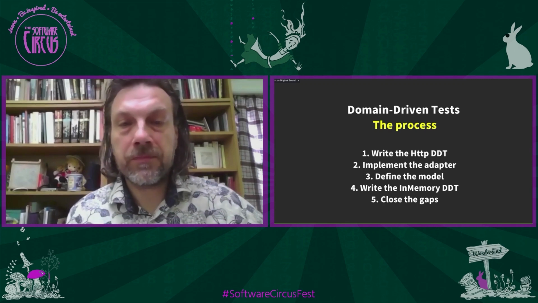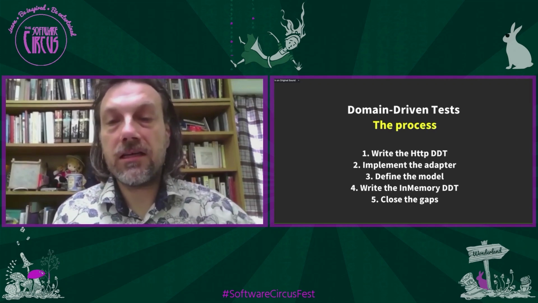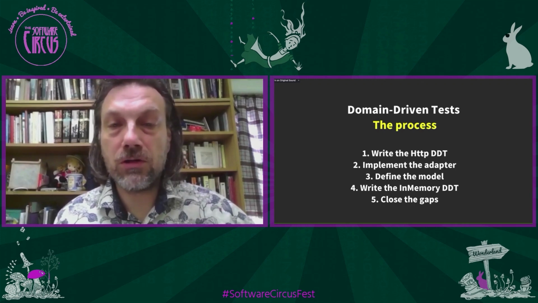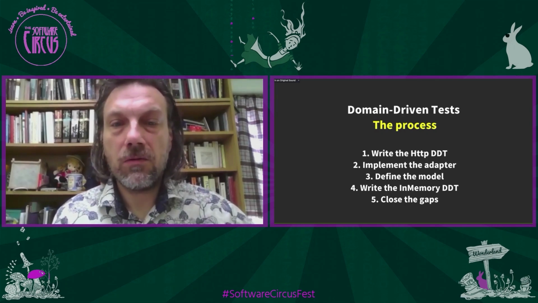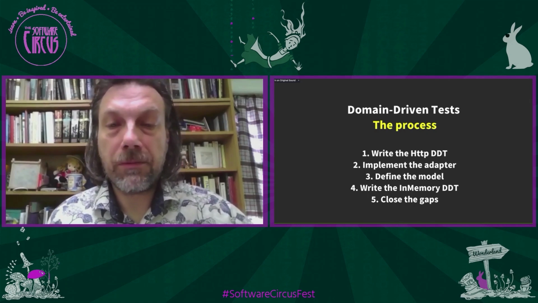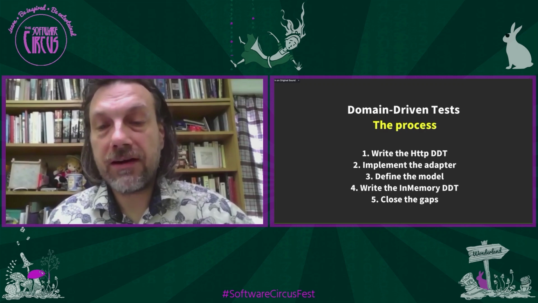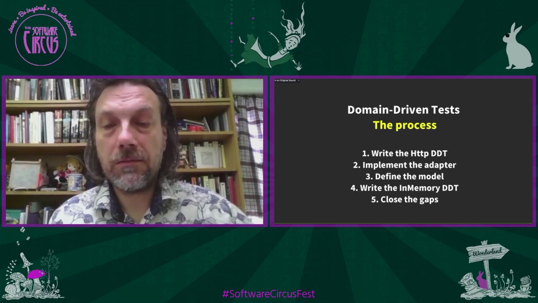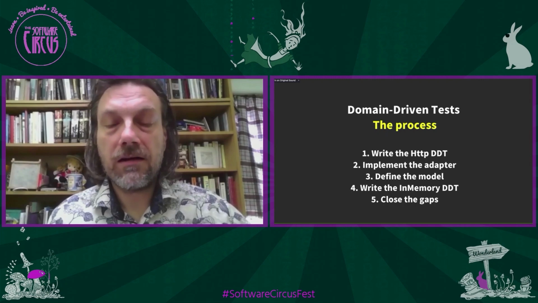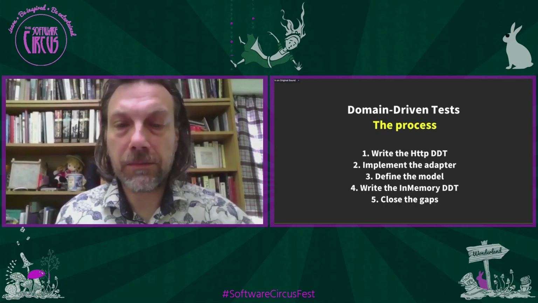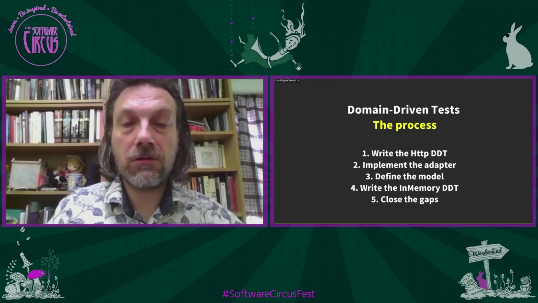First, we go to the BA, to the business. We say, we need to do this stuff. And then we write the DDT, this domain-driven test, to capture the idea. We implement the external adapter part, so we know more or less what we need to do. And when we arrive at the point where we need to write the actual logic, we define the model only at that point. Once we have defined the logic, the in-memory DDT should pass, because it's only using the domain. And if everything is correct, it should also pass the HTTP test. Otherwise, we close the gaps. But that's usually the case, and it's quite straightforward. So we have this process where we go down and then we go up again.